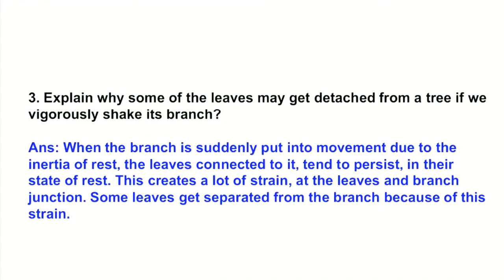Question 3. Explain why some of the leaves may get detached from a tree if we vigorously shake its branch. Solution. Here, before the shake, the leaves were at rest. During the shake, the leaves will have the tendency to continue in their state of rest. This is due to inertia of rest. The shake puts a stress on the junction of the branch and the leaves, and they fall off from the tree.